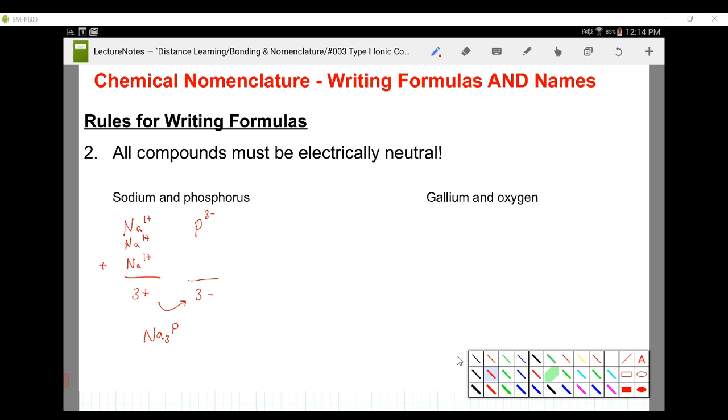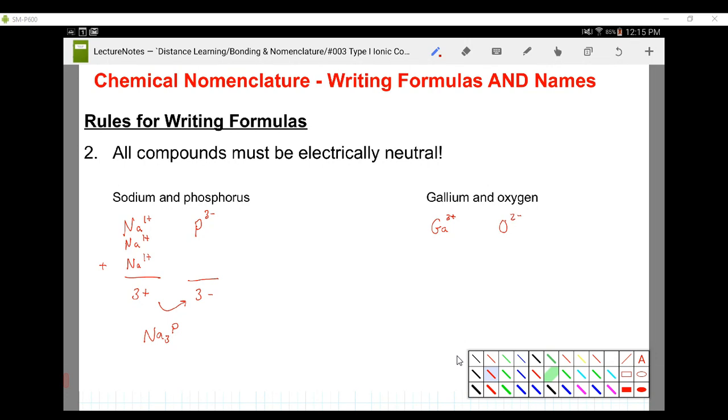A slightly more complicated example would be seen with gallium. Again, if we look up the charge from the periodic table, we have gallium 3 plus, and oxygen has a charge of negative 2. I need to make these two things be electrically neutral, but there's no way that I can make a 3 into a 2 or a 2 into a 3 while maintaining a whole number.